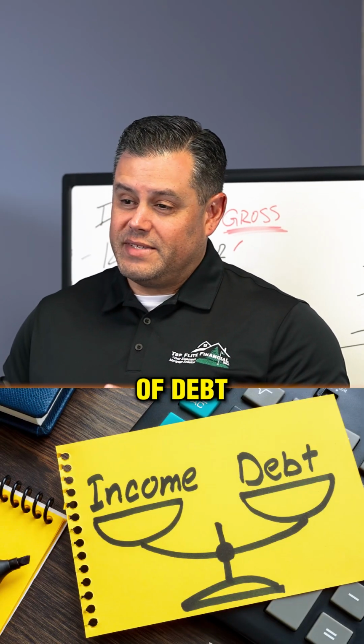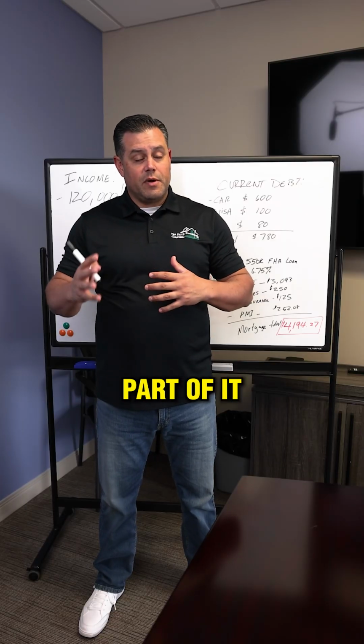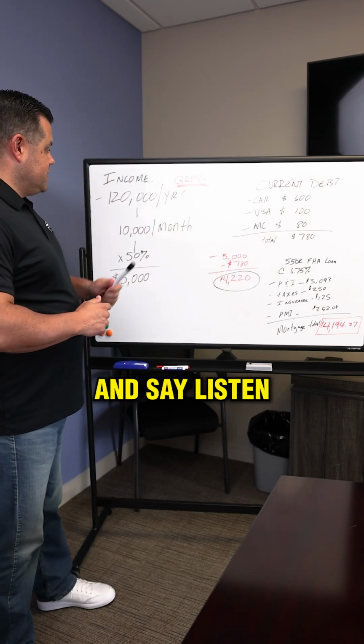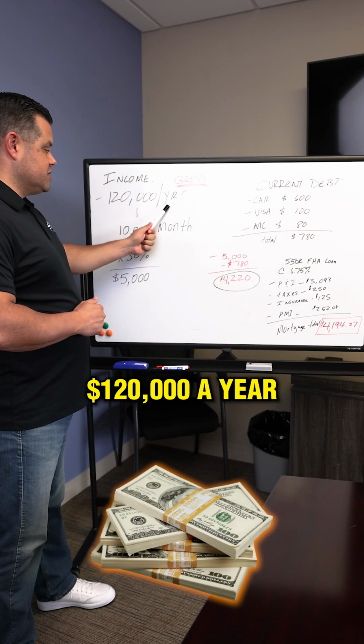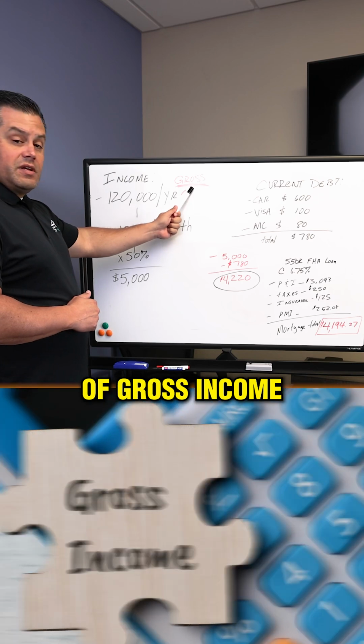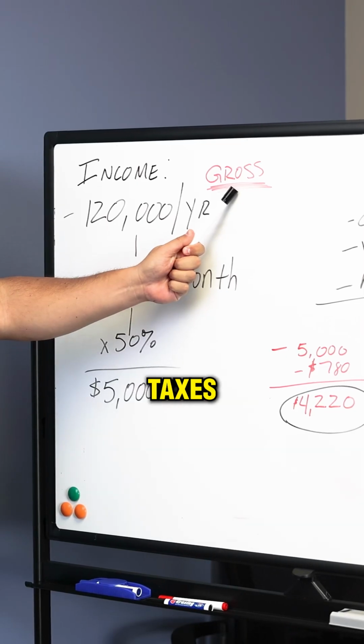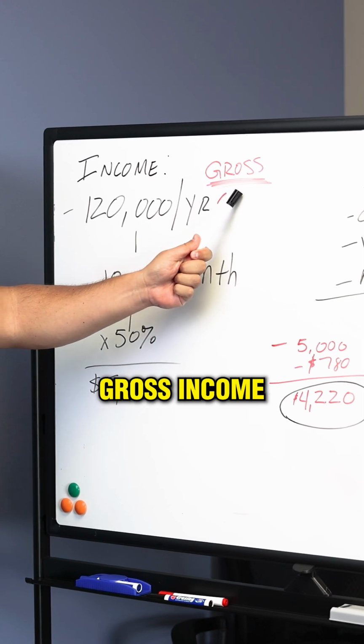so you can understand a little bit how debt to income obviously works. That's a big part of it. Let me give you the example of how we would figure this out. So for example, let's say you're a client, you come to me and say, listen, I make $120,000 a year. Again, we go off of gross income, so your income before taxes, before the net, right? Before all the taxes come out. We always go off gross income. That's a benefit to you guys.